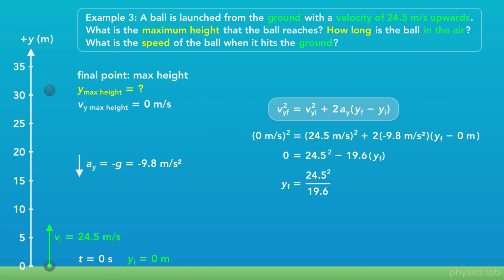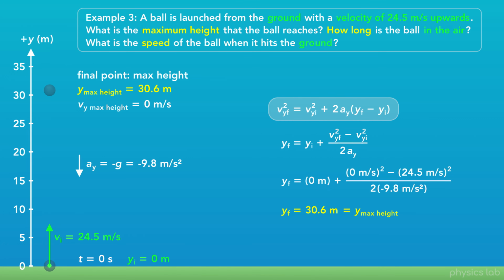We can simplify that and rearrange the equation to isolate the final position, and we get 30.6 meters, which is the y position of the ball at the maximum height, when the velocity is 0. We also could have rearranged the original equation, keeping everything as variables, and then plugged in the numbers.